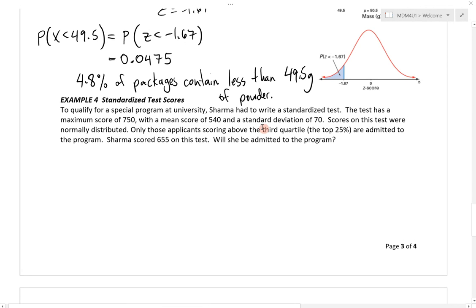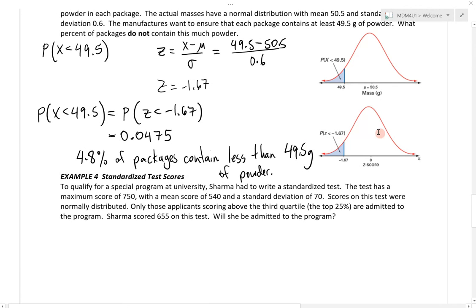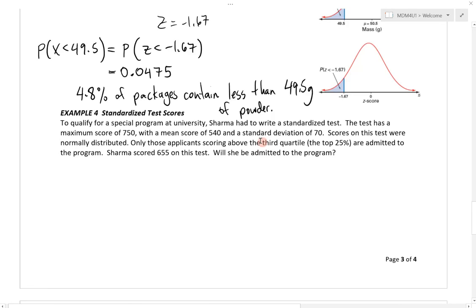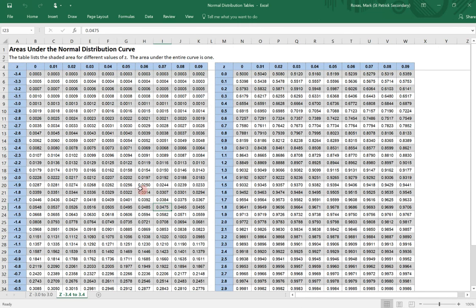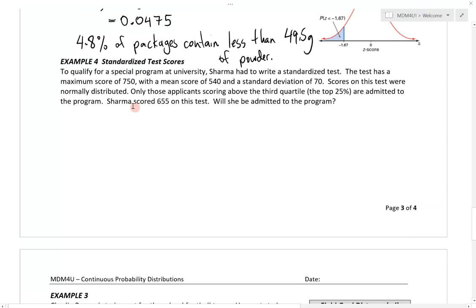Okay, now to find our probability values, we can't really find an area under the curve directly, right? So you have to use the area under the curve given of a standard normal distribution. To find that, I need the z-score. So the z-score here will be z equals x minus mu over sigma. Using the values here, Sharma's score is 655, the mean value is 540, and the standard deviation is 70. And so that z-score is 1.64.